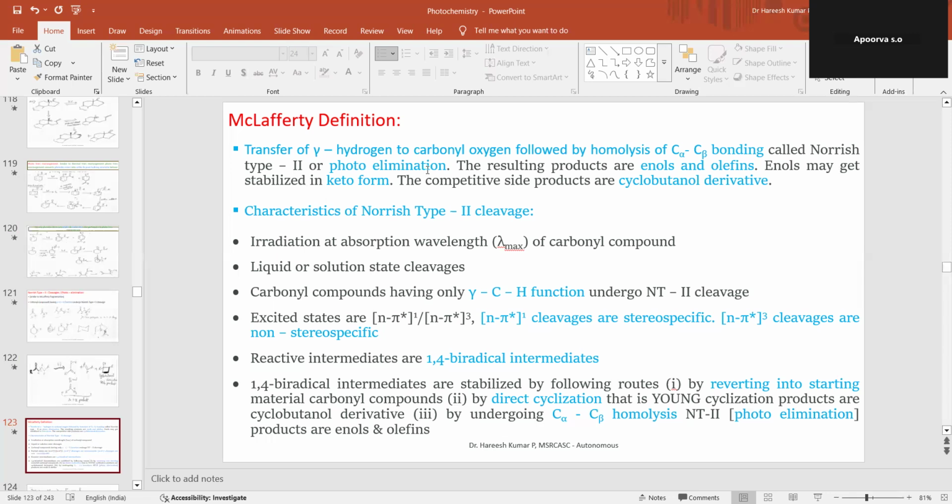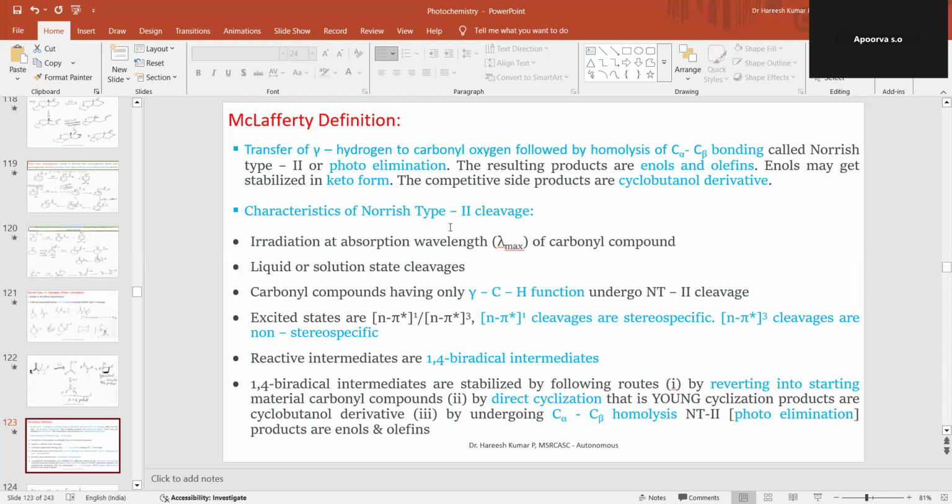These are also called photoelimination. The resulting products are enols and olefins. Enols may get stabilized in the form of the keto form. The competitive side product is a cyclobutanol derivative.